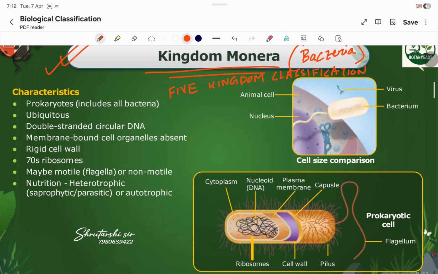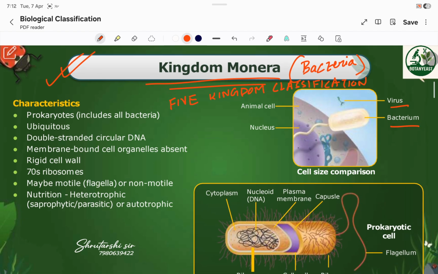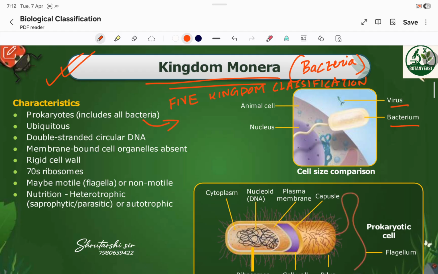So, see, I have given an image where you can easily understand the size of a virus, the bacteria and an animal cell. Okay. So what are the characteristics? So the bacteria are prokaryotes, that is, they have no nucleus. Ubiquitous means found almost everywhere.